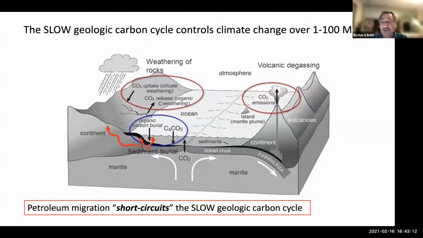But petroleum is this one fast part of the system. And petroleum migration itself kind of short circuits the slow geological carbon cycle, because the organic matter that may have been buried deeply in the earth does not have to be slowly tectonically uplifted back up to the surface to be oxidized like it would when it's still in the rocks. When it turns into liquid or gaseous hydrocarbons, they're able to migrate up through the rocks to reach shallow burial or even the surface in seeps, like they do in so many places in California. So we're going to be studying that migration here.